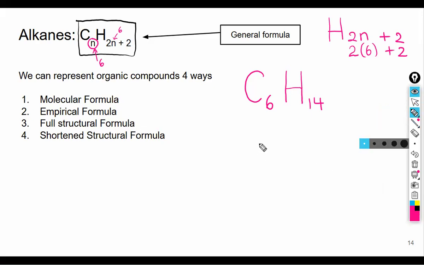Try one more now. Let's say I come and tell you I have an alkane with 3 carbons. Calculate how many hydrogens it will have. Everyone should be able to get it correct now, right?